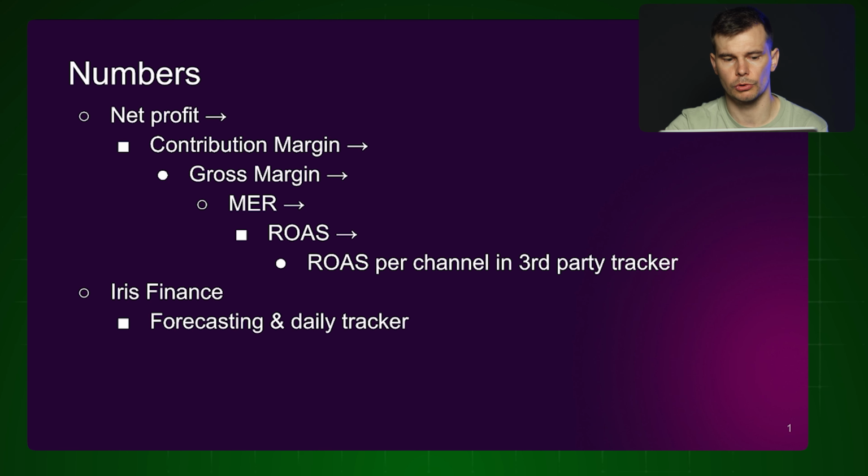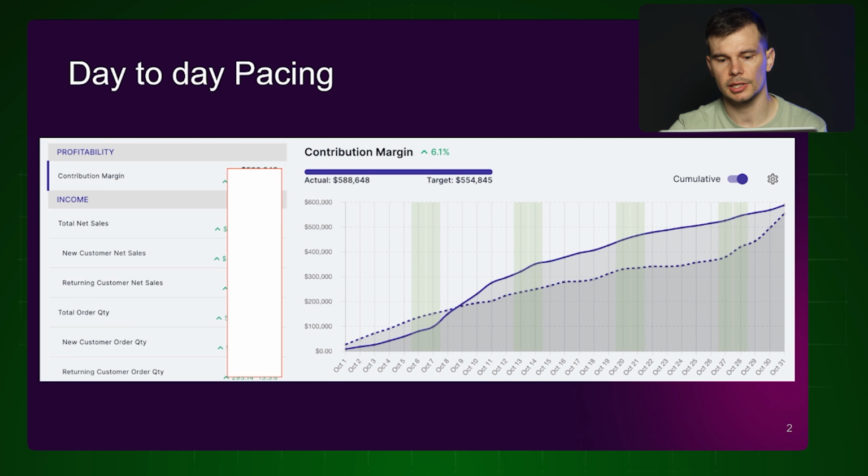It's usually through a tool called Iris Finance, where we have forecasted what contribution margin on a daily basis we need to hit. So it looks like this. There's a chart for every day showing what amount we need to hit. For example, the target was 500K and we ended up with 588. We basically achieved the target, exceeding it by 6%.